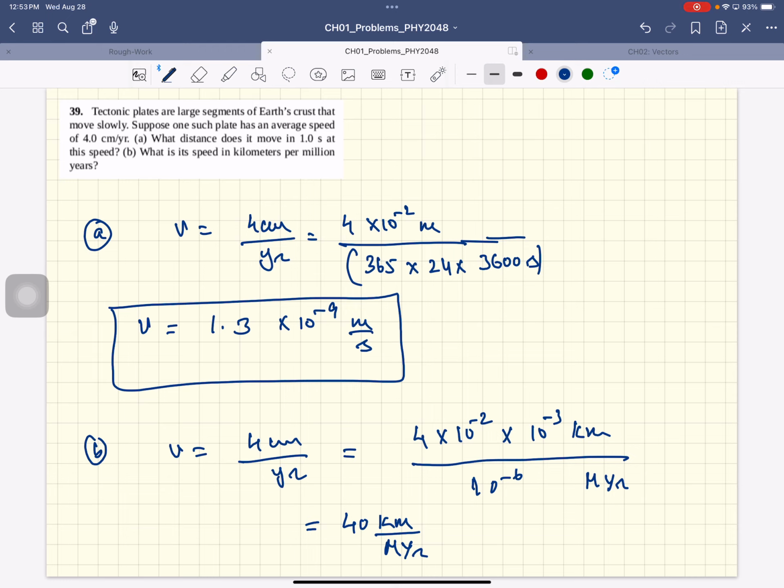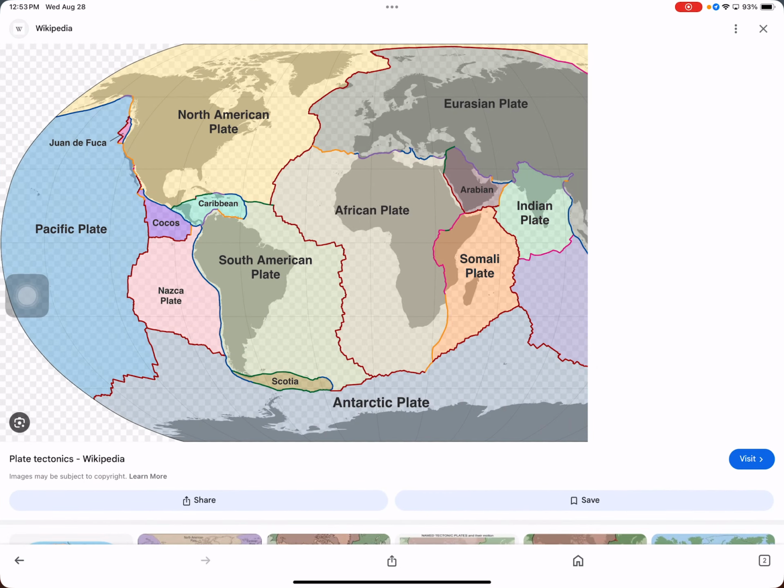Okay, so 40 kilometers is roughly from here to Palm Coast. So if we were at the edge of the plate here, in a million years, we'd move to Palm Coast. That's how far a plate moves. Now, if you wanted to calculate this, how far do you have to move this? Let's say this is about 4,000 kilometers you have to move. That's 100 million years. So those are rough ballpark answers.